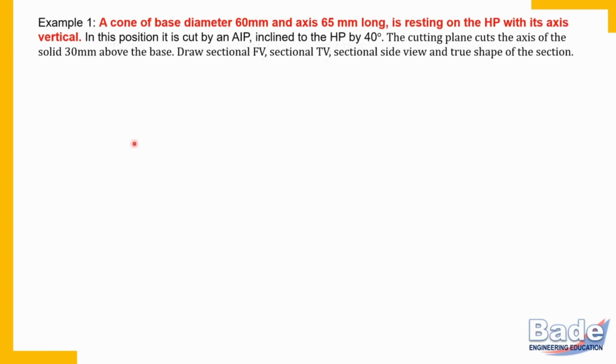Okay, let's start with problems. A cone of base diameter 60 mm and axis 65 mm is resting on HP with its axis vertical. In this position, it is cut by an AIP.